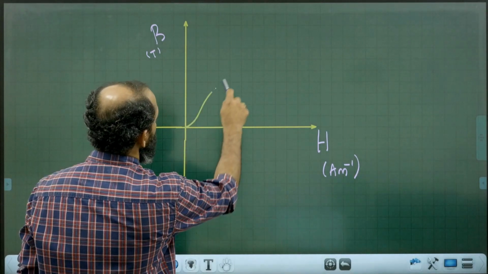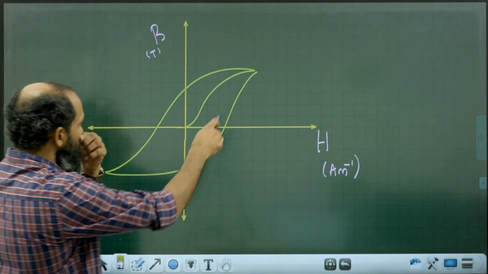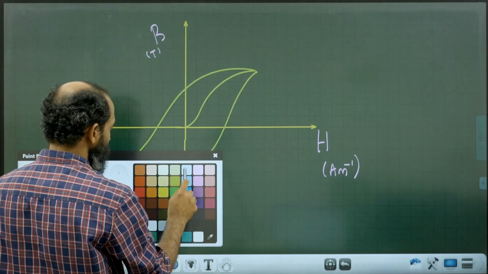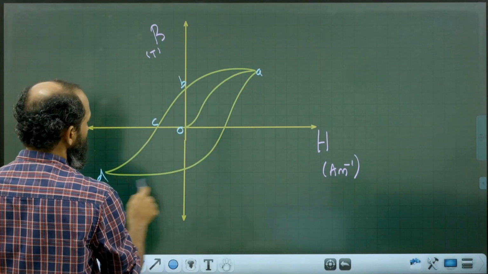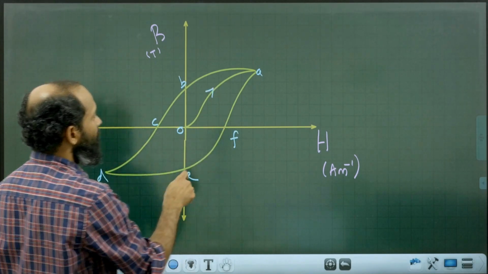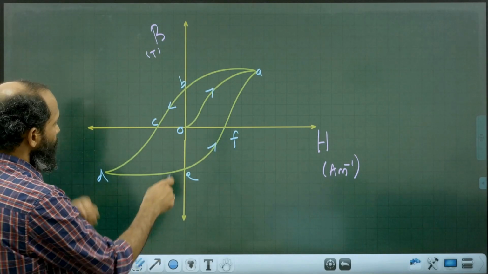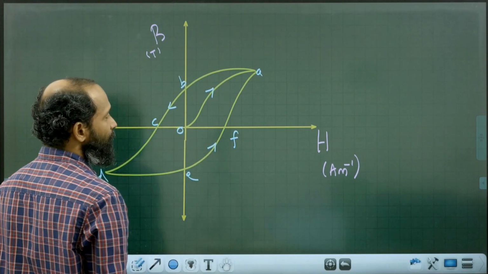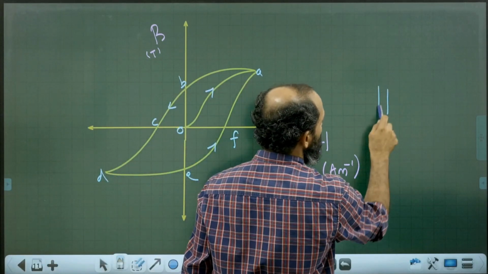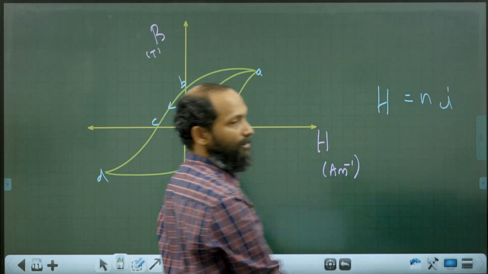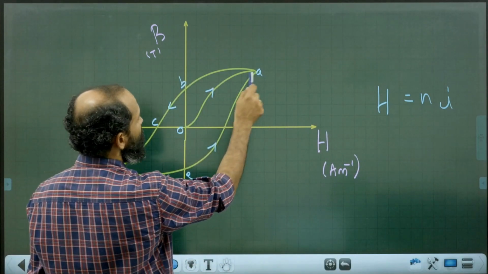You used to get a graph of this type. This closed loop formed is called the hysteresis loop, maybe named O, A, B, C, D, E, F. Arrow marks can be shown like this. When a ferromagnetic material is magnetized by taking it inside a solenoid and increasing the current, H is equal to Ni. Then H increases. When H increases, B increases.